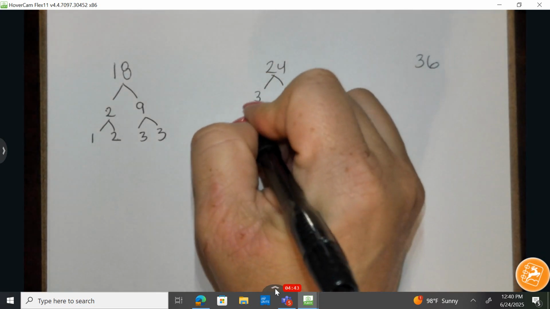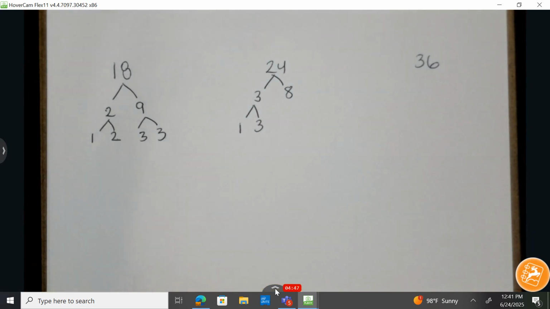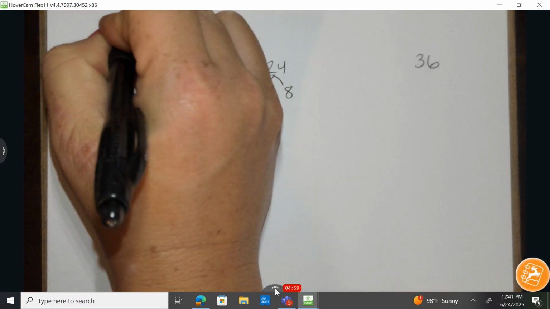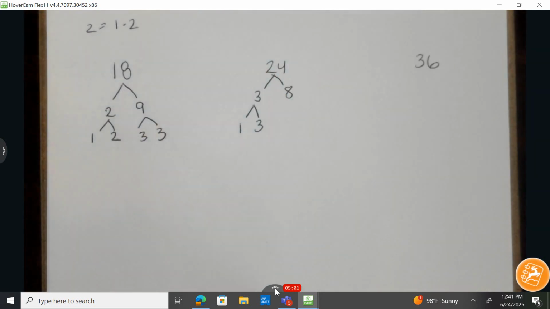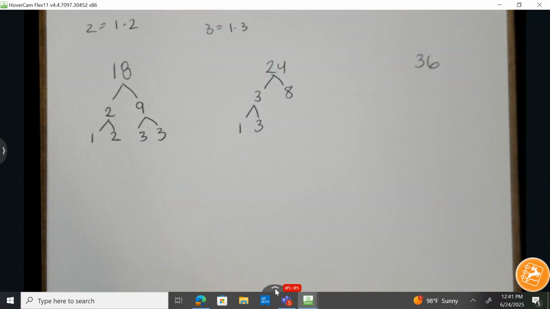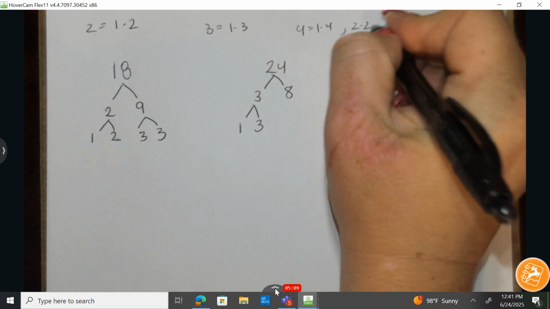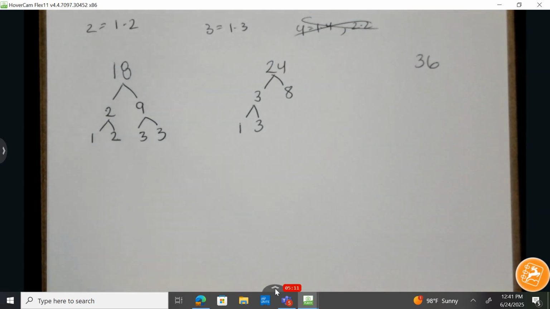Now the only way to achieve 3, because it's a prime number, is 1 times 3. If you are not familiar with the term, a prime number is a value or a number in which the only way to achieve that number is 1 times itself. So for instance, the only way to get 2 is 1 times 2. There's no other way. The only way to get 3 is 1 times 3. 4 is not a prime number because outside of 1 times 4, we could also say 2 times 2. That makes it not prime.